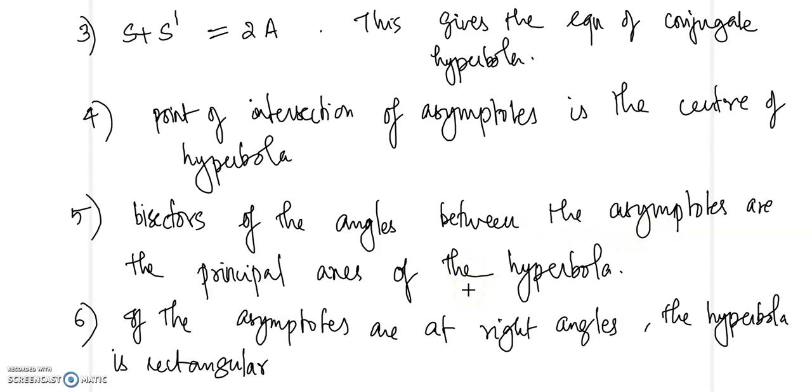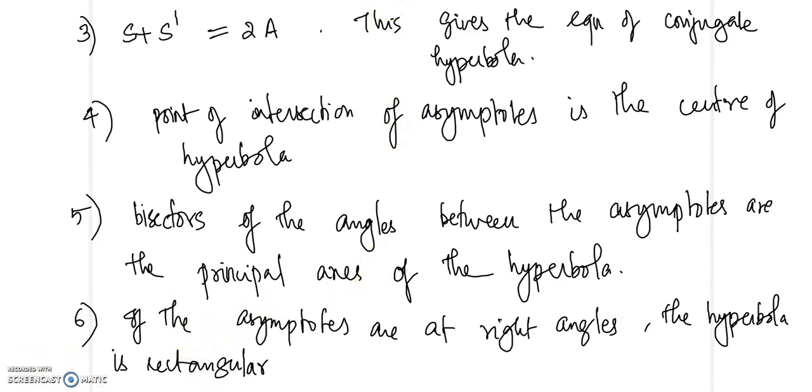We have seen in the case of x square by a square minus y square by b square equal to 1, our principal axes are the x axis and y axis. They are going to bisect the angles between the asymptotes. So in the case of any general hyperbola, the principal axes are the angle bisectors. And if the asymptotes intersect at right angles, in that case the hyperbola is going to be a rectangular hyperbola. So those are some facts about asymptotes and hyperbola.